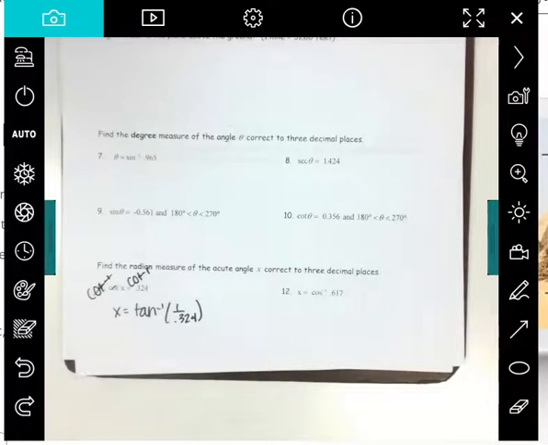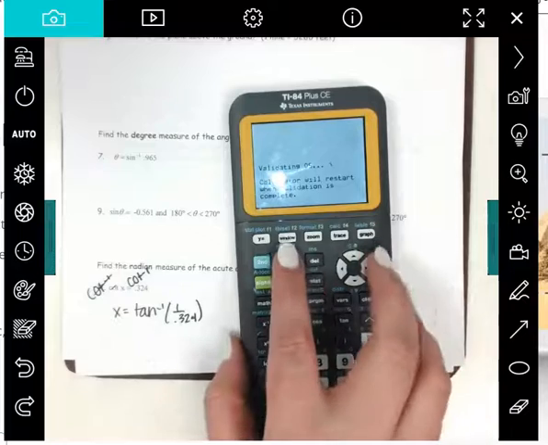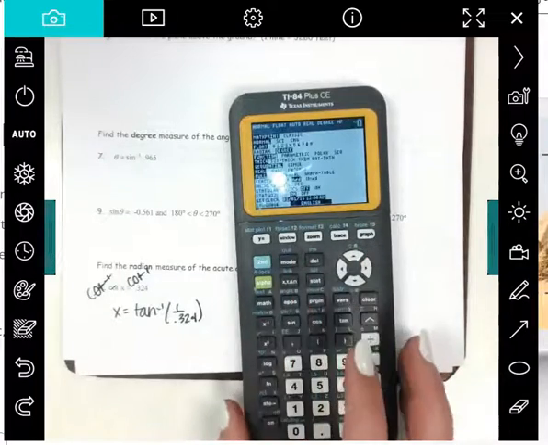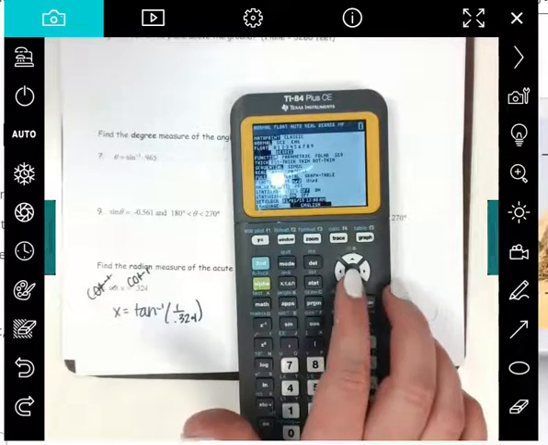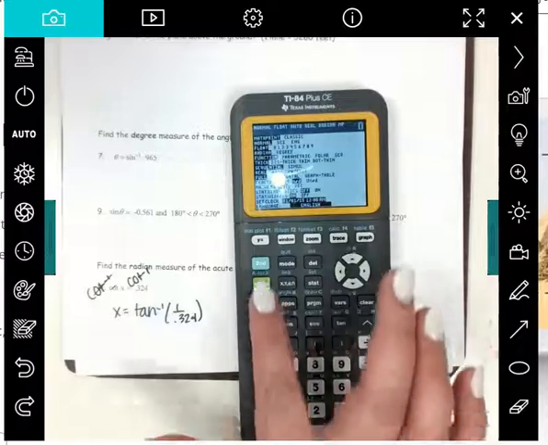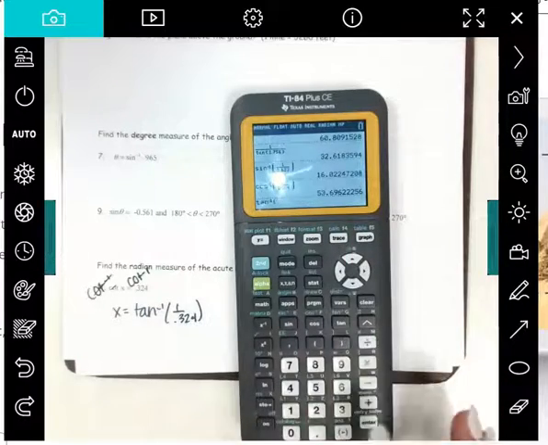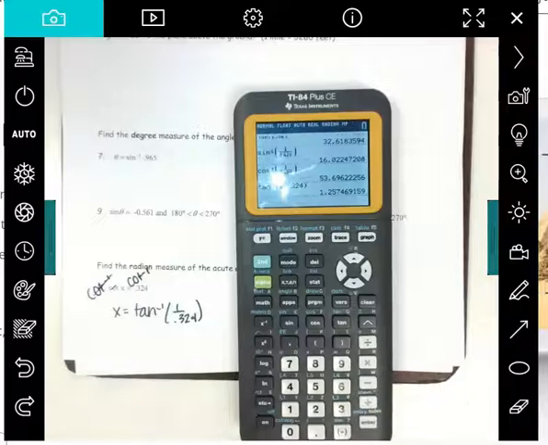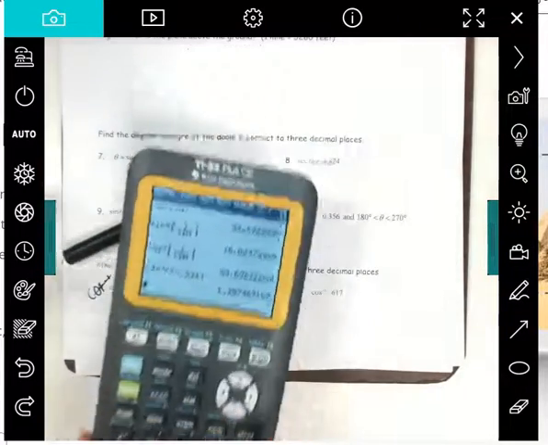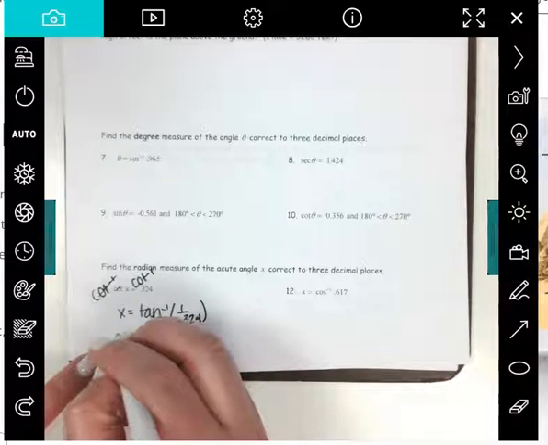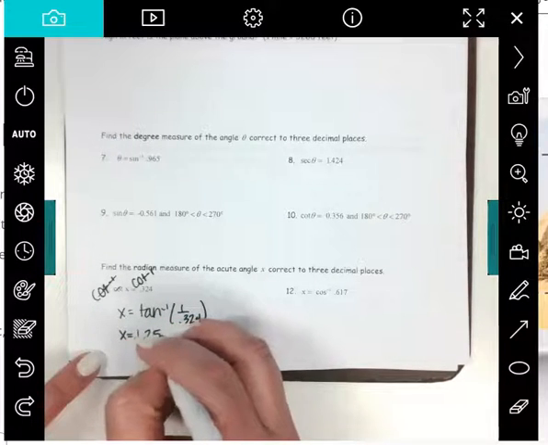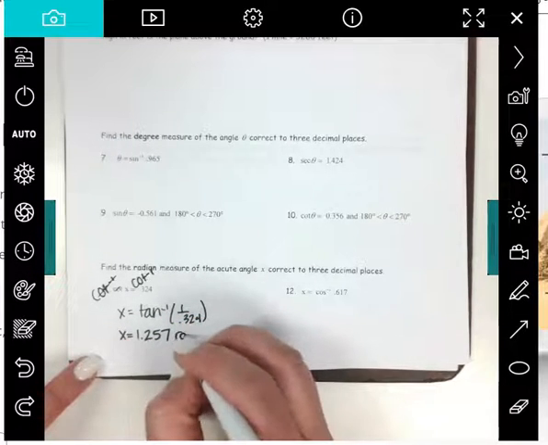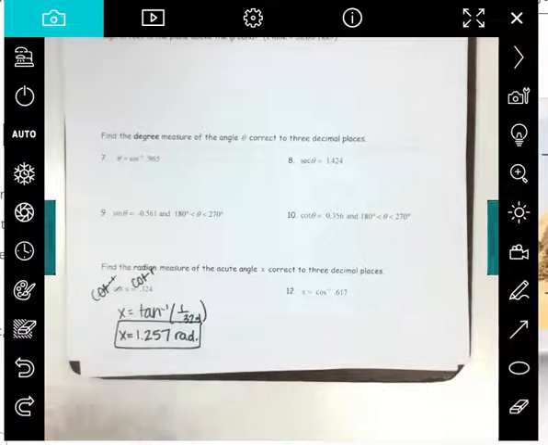Okay, 1 over 0.324. So one more time, I'm in radian mode for this bottom section, then the rest of the day will be back in degree mode. 1 over 0.324. So I got 1.257. 1.257, and that would be in radians. Good with that? Okay, one next to it.